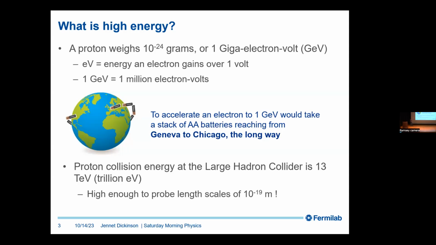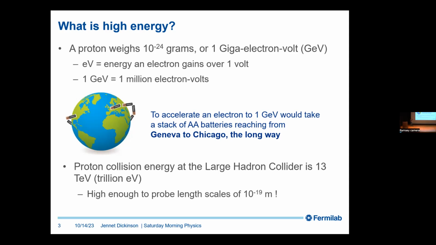So to accelerate an electron to 1 GeV would take a stack of AA batteries going all the way around the world from Geneva, Switzerland, not Geneva, to Chicago, the long way around the world. So that's really high energy.